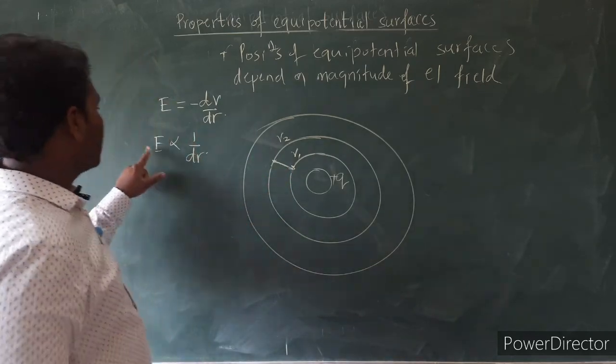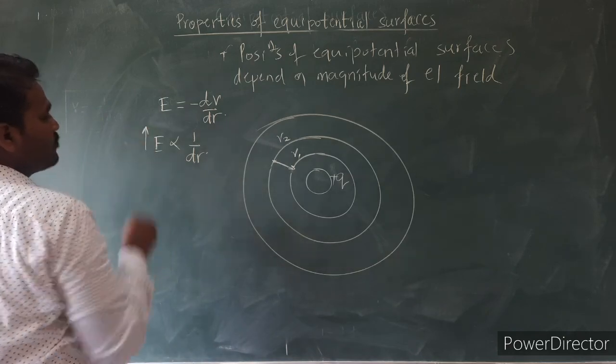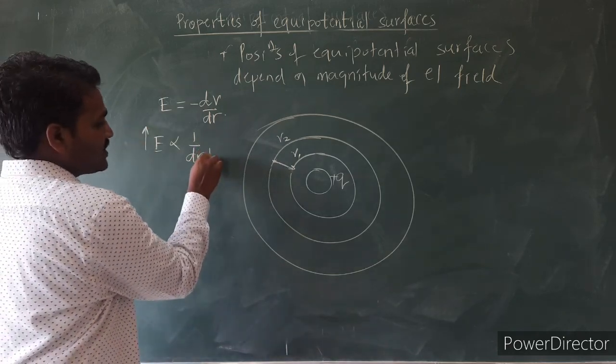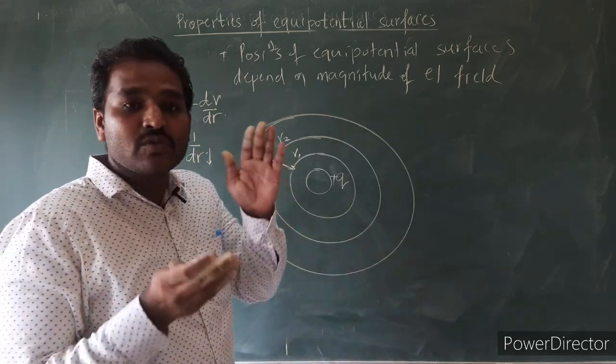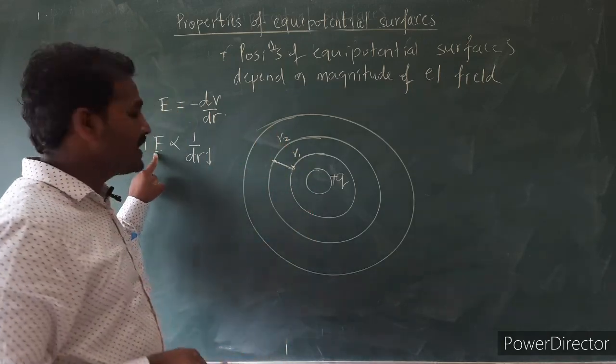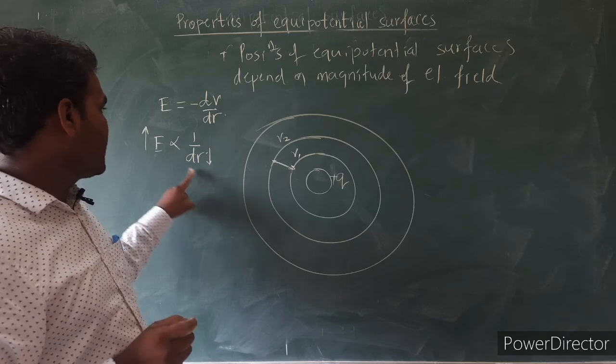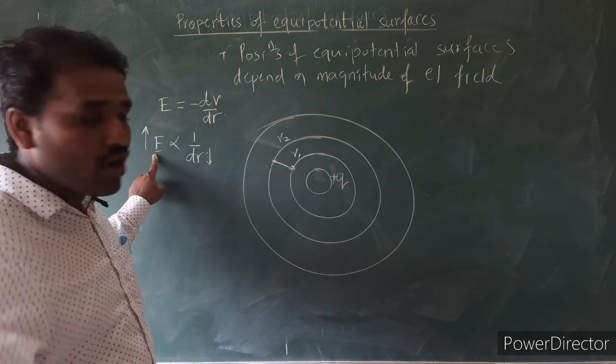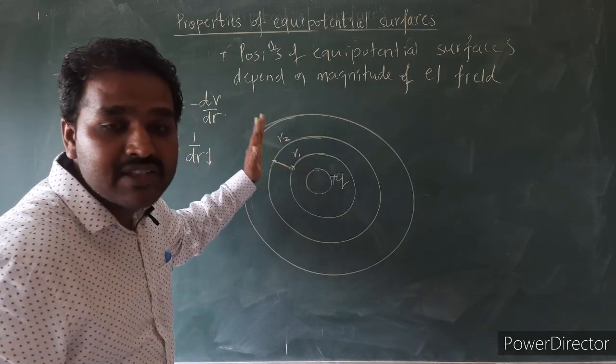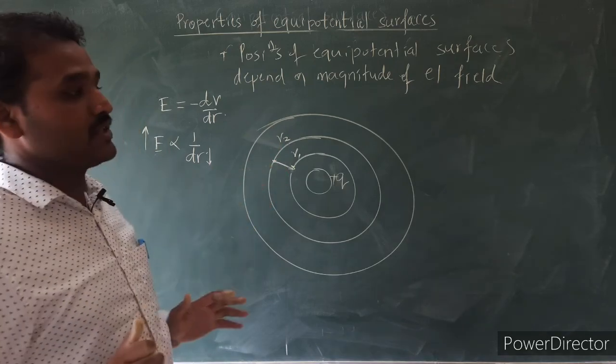So, if your electric field intensity is more, the distance between the equipotential surfaces will be less, because electric field intensity is inversely proportional to distance. Hence, if your electric field is strong, the equipotential surfaces will be placed very close to each other.